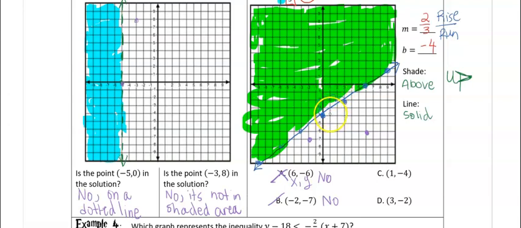1, -4. That's also not in a shaded area. Let's try D, the last one. So 3, -2. Oh, that's directly on our solid line. So if it's on a solid line, then yes, it'll work. It's considered a solution. So D is our answer.